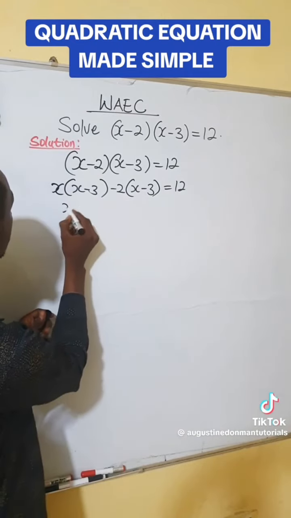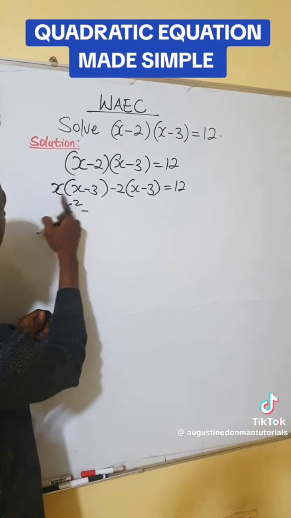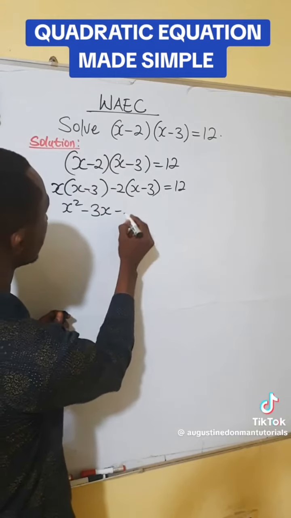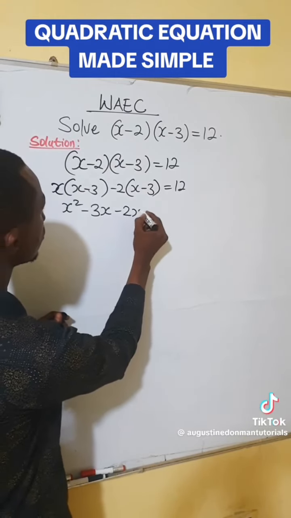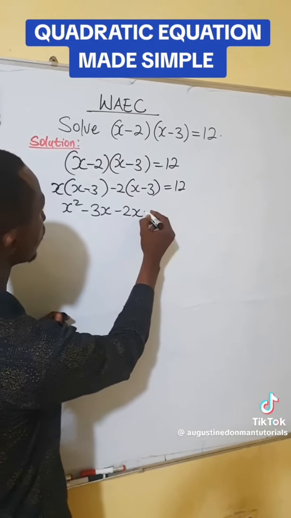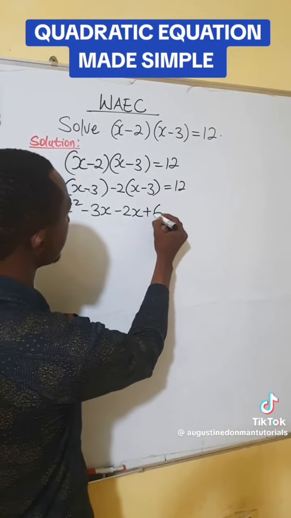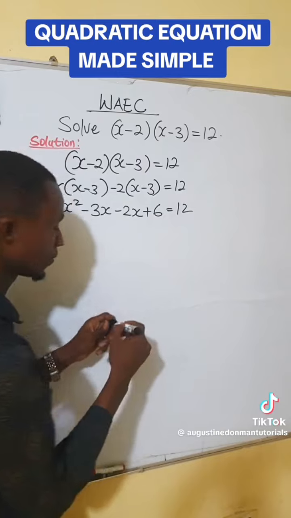So x times x will give us x squared, minus x times 3 will give us 3x. Here we have a negative sign again. This is 2 times x to get 2x, but minus times minus will give us a plus. Then you multiply the numbers, 2 times 3, to get 6. All this is equated to 12.